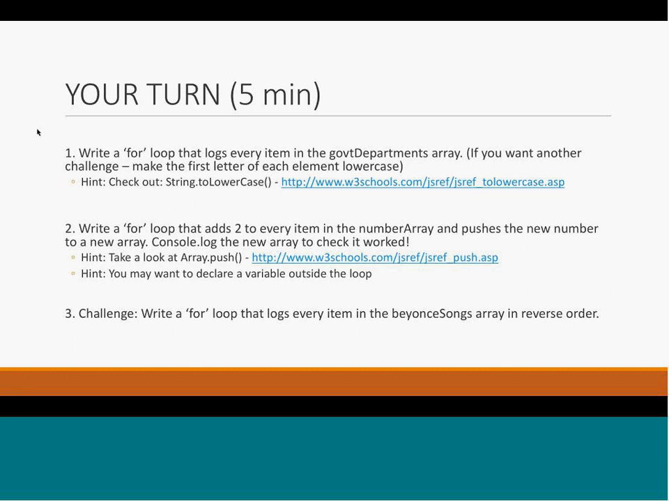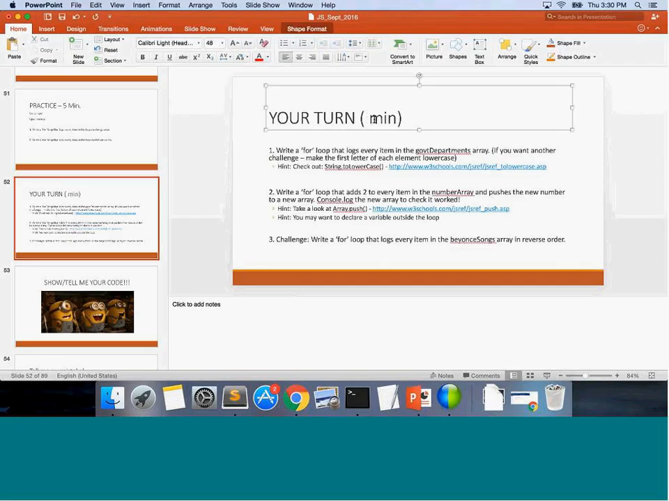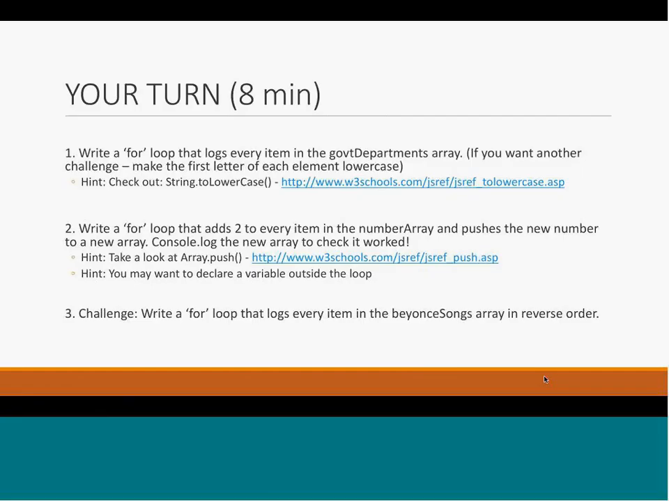As a challenge, you can make the first letter lowercase, just a challenge if you want to. The second one is to write a for loop that adds 2 to every item and puts it in a new array. Hint, take a look at array.push. And a challenge, if you get done with both of those, is to write a for loop that logs every item in reverse order. I'm going to give you a little bit more time than 5 minutes, so I'll give you 8. I'll let you all go. You got a question? Yes?